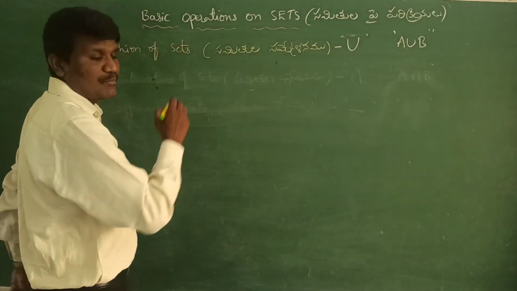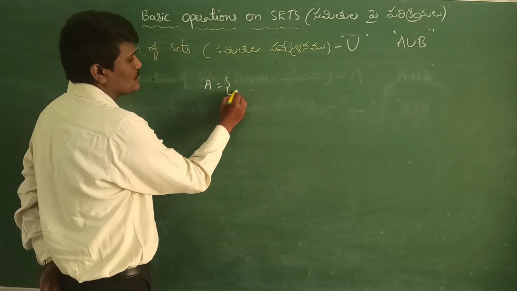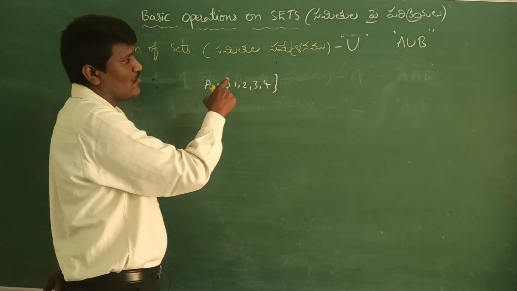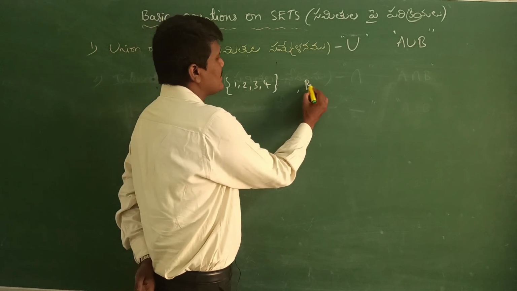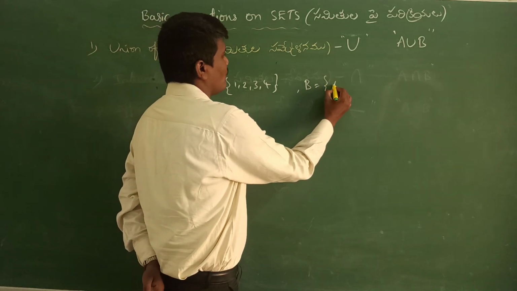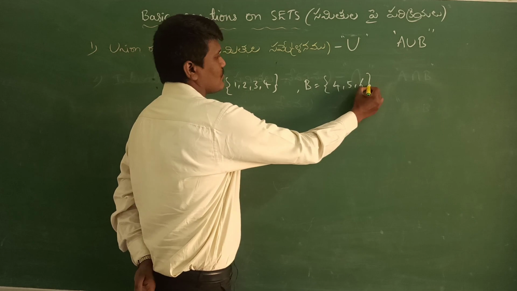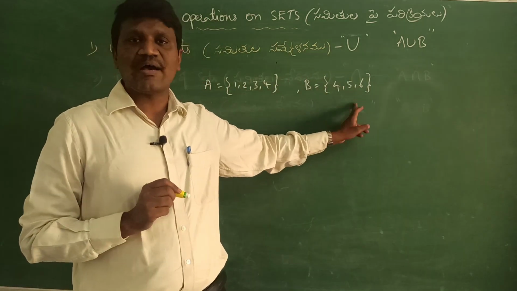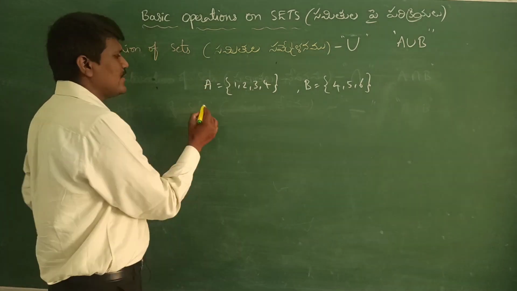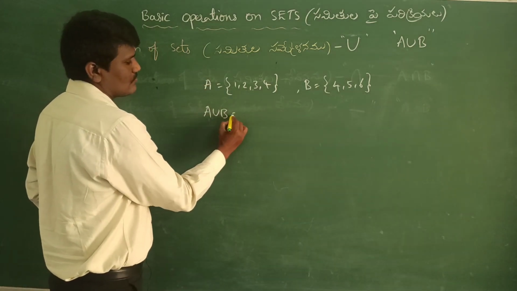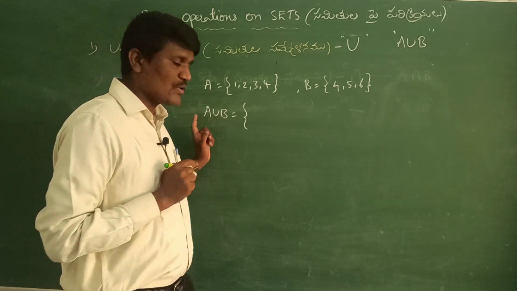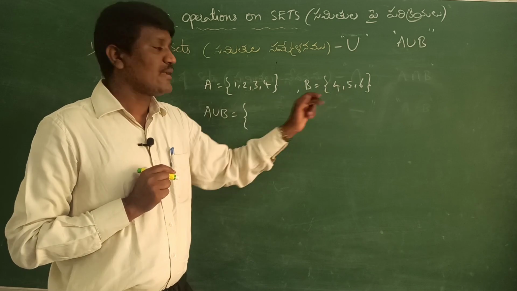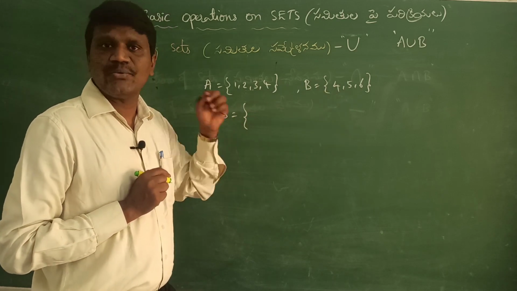Let us take one example. Suppose A is equal to 1, 2, 3, 4, and B is equal to 4, 5, 6. Then how to write A union B? A union B is also a set. So we should write the elements of both A and B in a single set. That will be the union of sets.